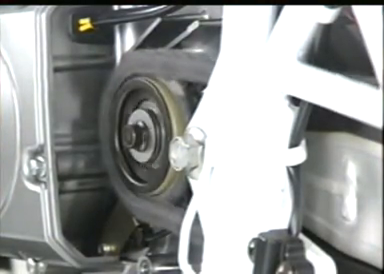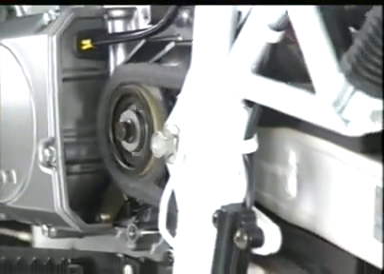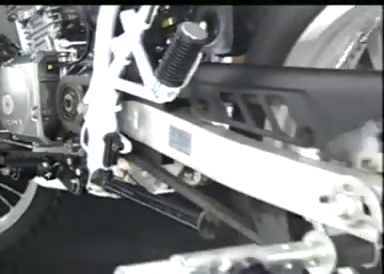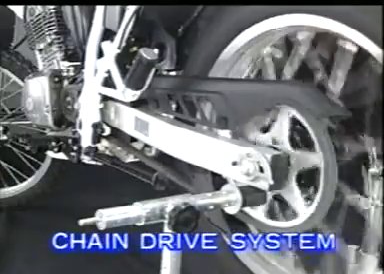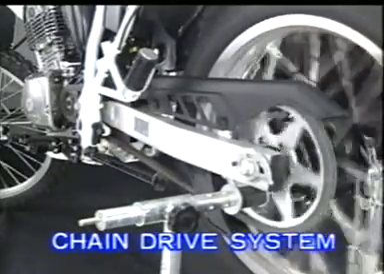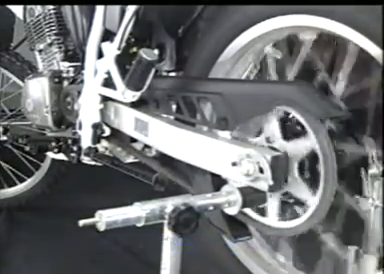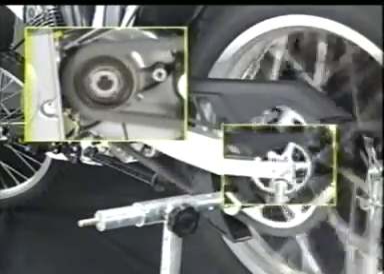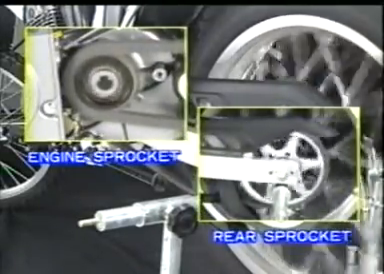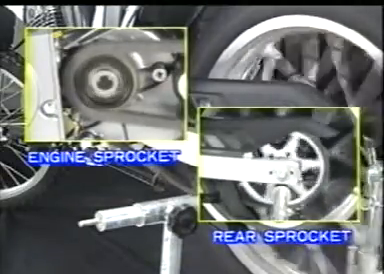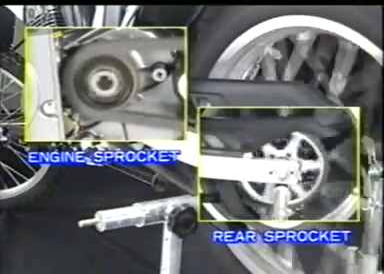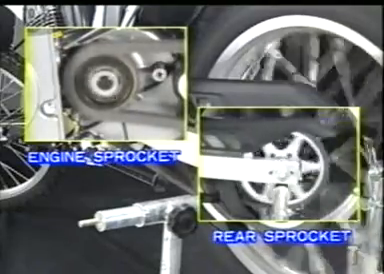The final reduction system is the device which conveys power from the transmission to the drive wheel. The system you see here, where the rear wheel is driven by means of a chain, is called a chain drive system. In the chain drive system, the gear ratio is determined by the number of teeth on the engine sprocket attached on the transmission side and the rear sprocket attached on the wheel side.